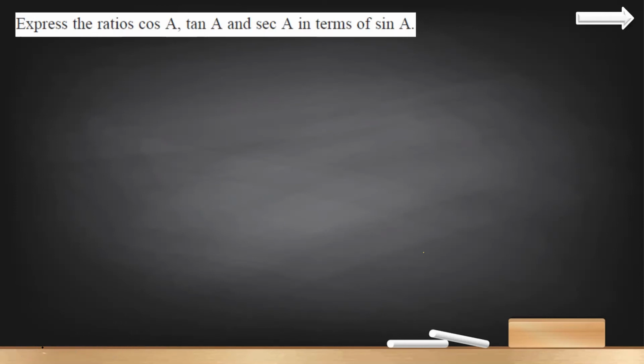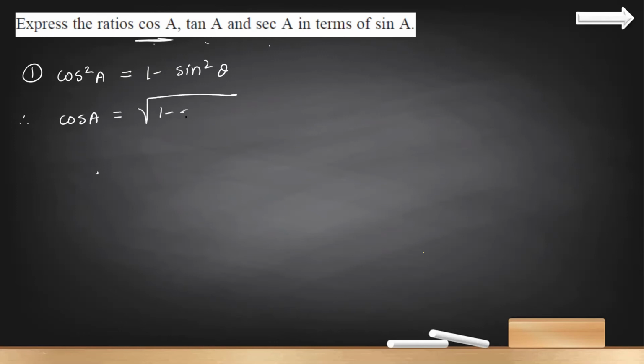Okay, now see, express the ratios. This is again another important different type of question. Express the ratios cos A, tan A, sec A in terms of sin A. We have to express all this in terms of sin A. Now, cos in terms of sin A is simply, so number 1, we have the identity of cos A: cos square A is equal to 1 minus sin square A. Cos A is equal to under root 1 minus sin square A. So that's the first thing that we wanted, cos A in terms of sin A.